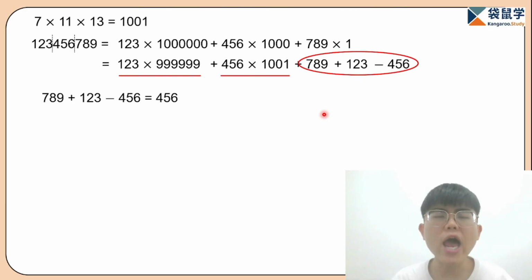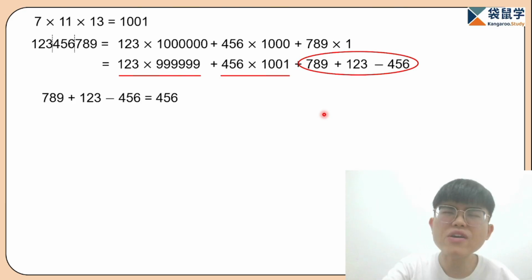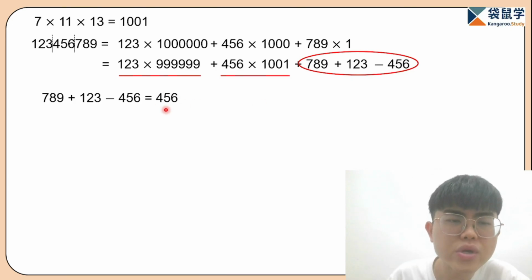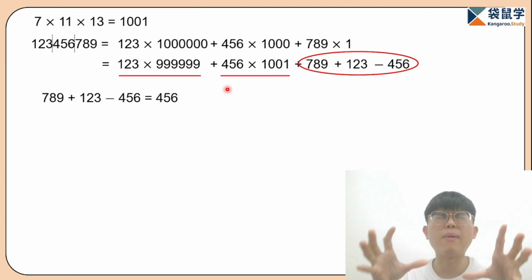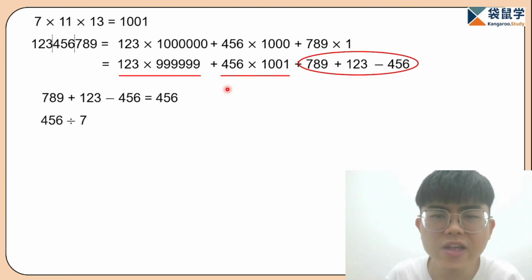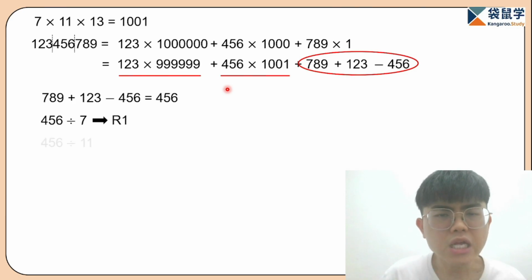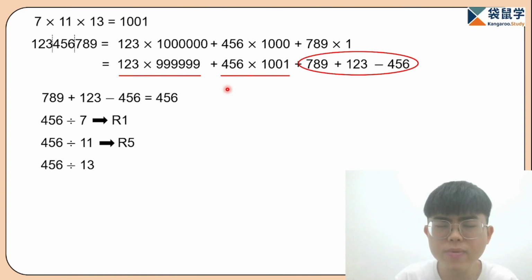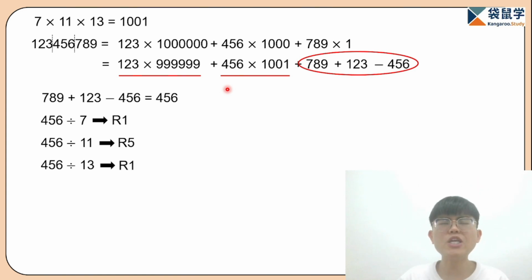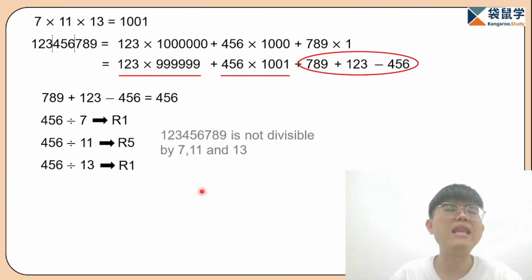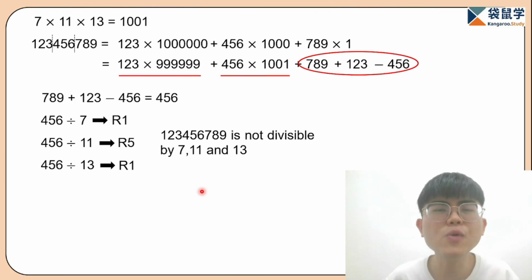To check whether our number can be divided by 7, 11, and 13, we just have to check whether our result here can be divided by these three numbers. When we calculate, divided by 7, there will be a remainder of 1. Divided by 11, there will be a remainder of 5. And divided by 13, there will be a remainder of 1 also. Which means that our 9-digit number 123456789 is not divisible by these three numbers 7, 11, and 13.